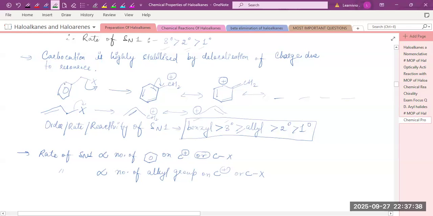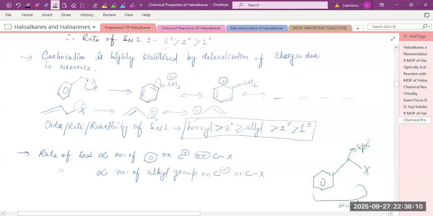Suppose we have a benzyl group. What is a benzyl group? When the halogen is attached to an sp3 hybridized carbon, and this sp3 hybridized carbon is attached to the benzene ring, it is known as benzyl. This is a benzyl group. Here you can see the halogen atom is first attached to the CH2 group, which is sp3 hybridized, and then it is attached to the benzene ring.